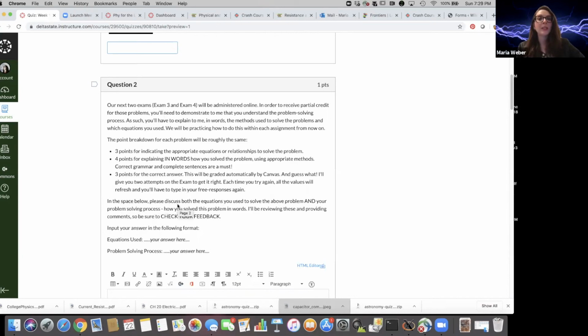So in this space below, discuss both the equations you use to solve this problem above and your problem-solving process, how you solve this problem in words. So this is going to test a different part of your understanding of physics versus what we did before, where you wrote down all of your work and you presented it to me on paper in the exam. Now you have to do it in your own words. Maybe that's a little bit harder in some ways than actually showing all of your work, okay?